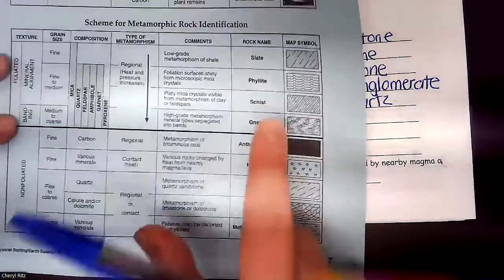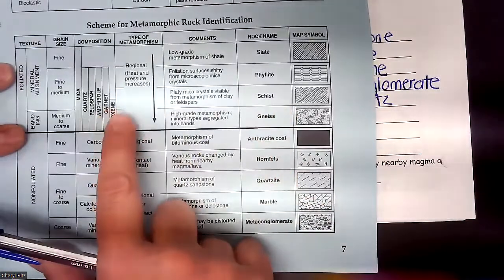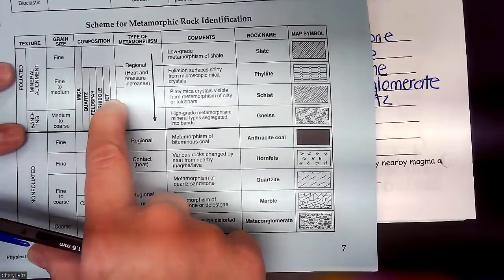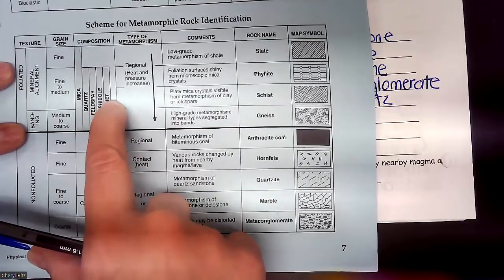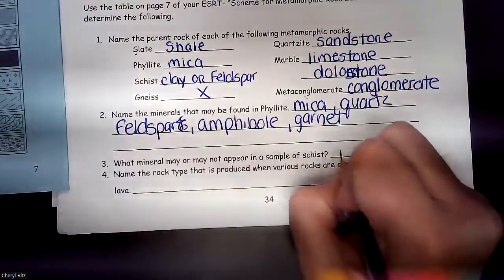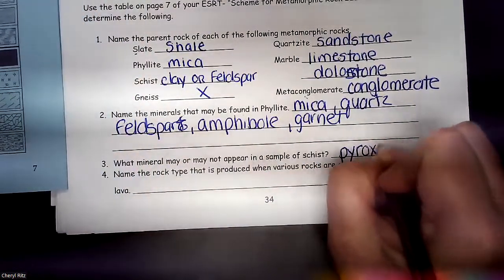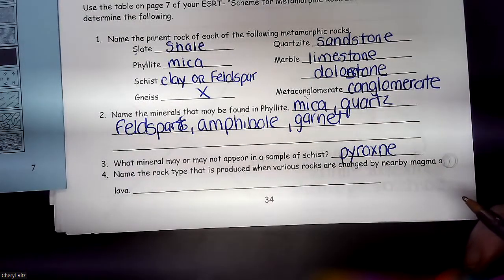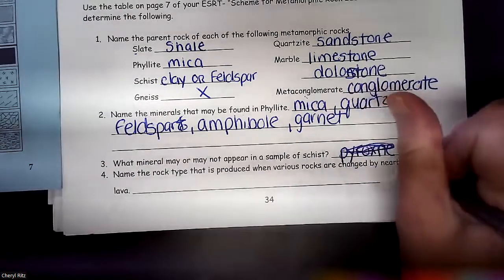What mineral may or may not appear in a sample of schist? So there's schist. Which one may or may not? The pyroxene. And you can tell because for some of the box for schist, the pyroxene goes up that high. For some of it, it's blank. So that's the one that might be, but might not be. I spelled that wrong, didn't I? I forgot a whole syllable, I think.